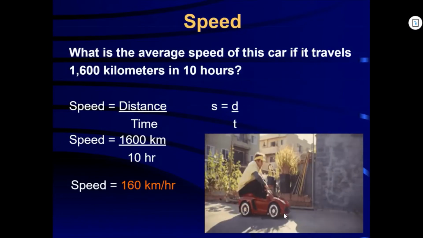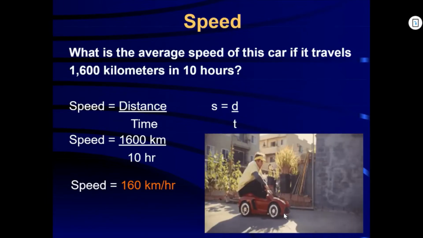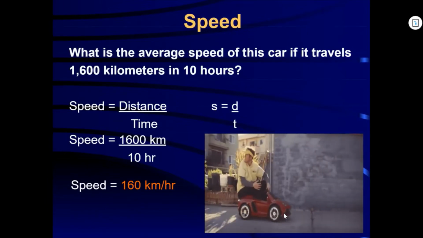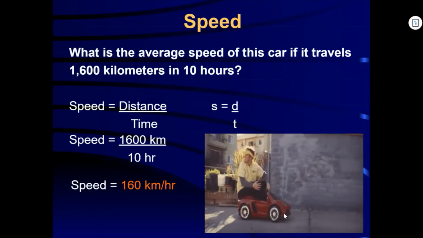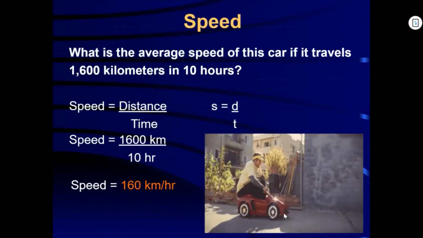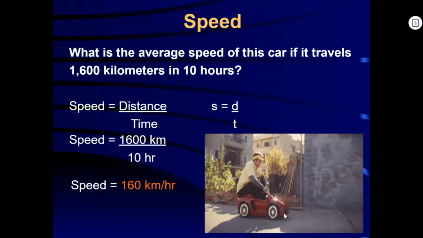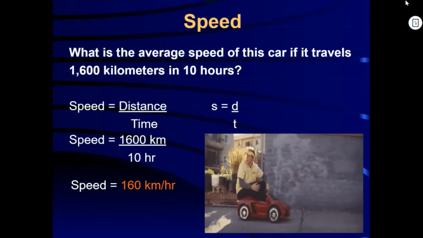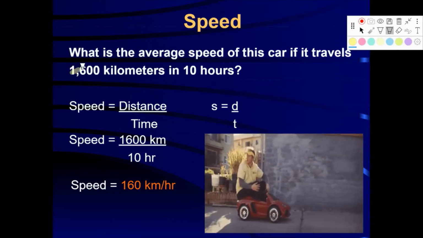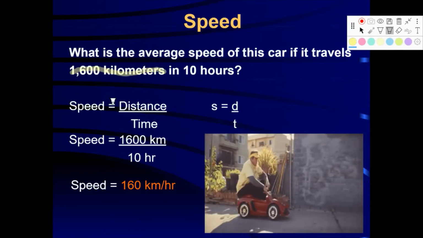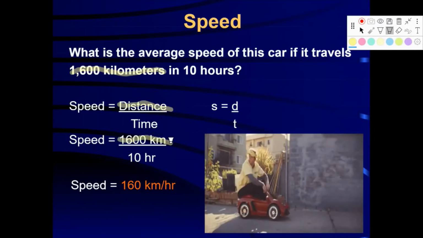And so here you see it written out. In this case, the example is asking you, what is the average speed of this car if it travels 1,600 kilometers in 10 hours? So right there, they're giving you the distance, which is 1,600 kilometers, and they're also giving you the time, which is 10 hours. So all you've got to do is plug those in. Let me get the highlighter out real quick. So right here, you have this distance, and you just plug it in here, right? And here you see they plugged in that 1,600 kilometers.